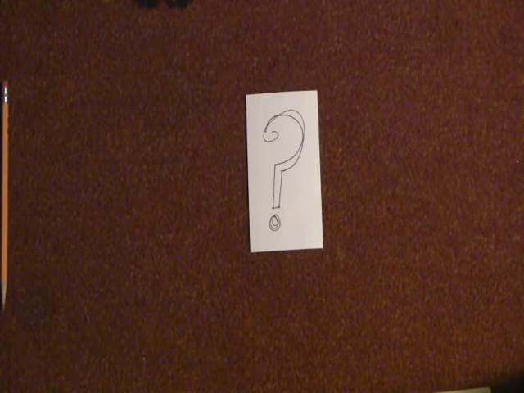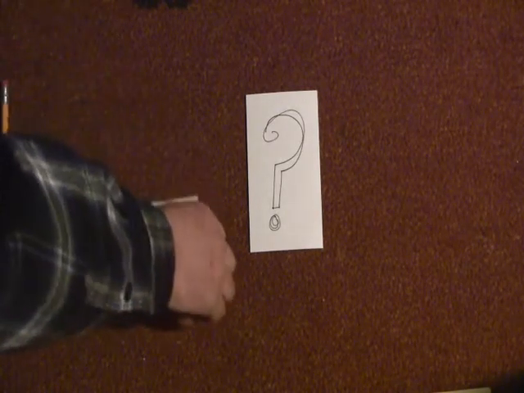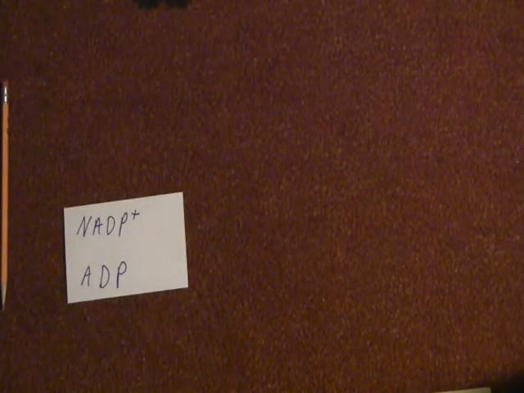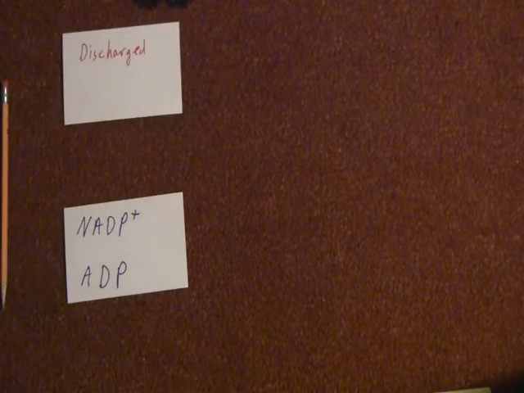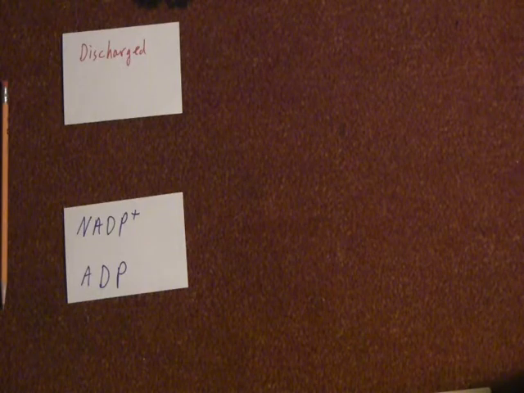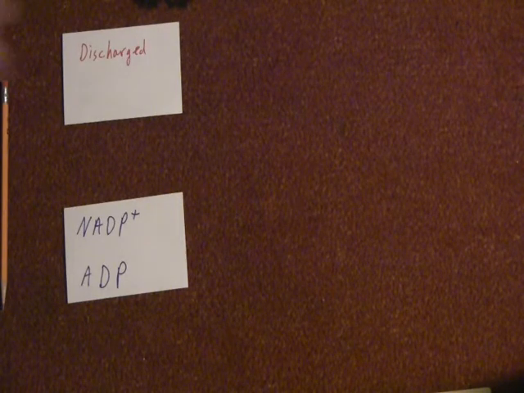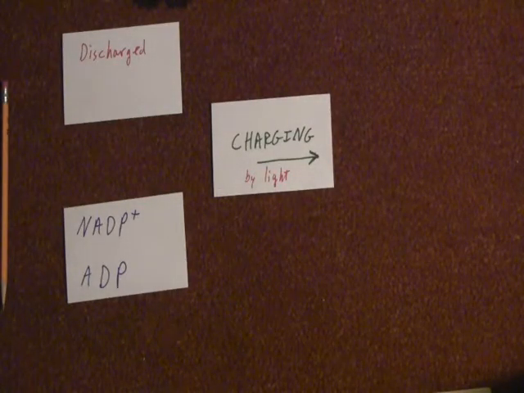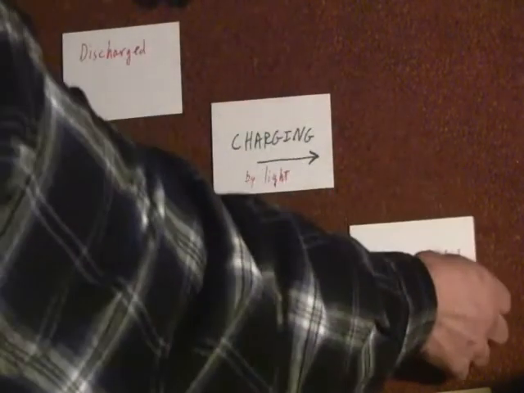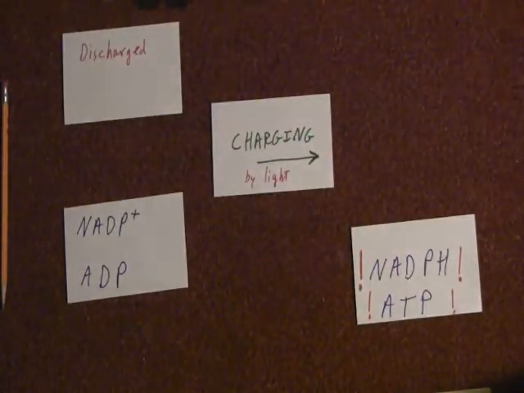Well, the batteries are NADP and ADP, two low energy molecules. These are the batteries in their discharged form. And one of the amazing things about chlorophyll is that it's able to use light energy to charge those batteries up. So here's the light energy, we're charging the batteries, and what you end up with is NADPH and ATP.